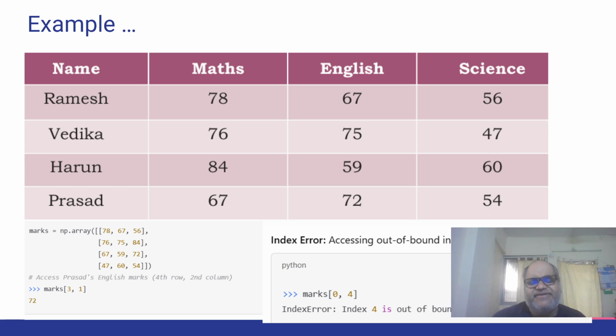Another thing is, if you try to access out-of-bound indices, then you get an index error. For example, your marks here go up to 3 columns only. So if you want to access the fourth column, 0, 4, you'll get an index out of bound error.